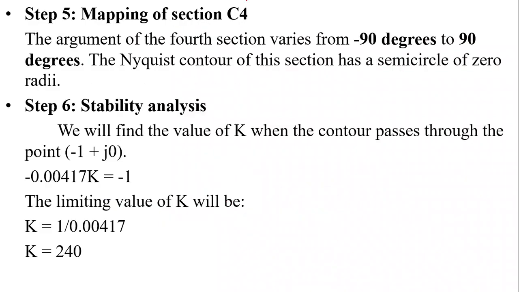After that, mapping of section C4. The argument for the fourth section varies from minus 90 degrees to plus 90 degrees. The Nyquist contour for this section has a semicircle of zero radius.